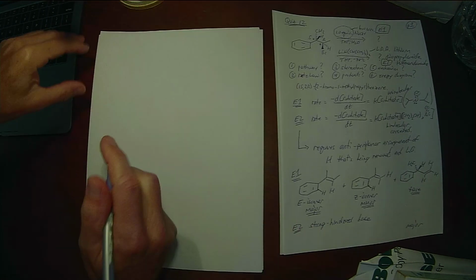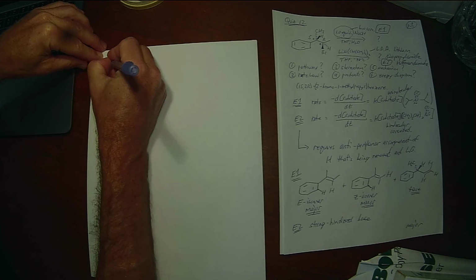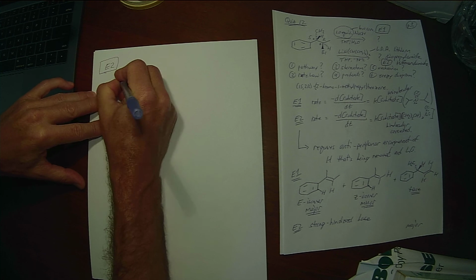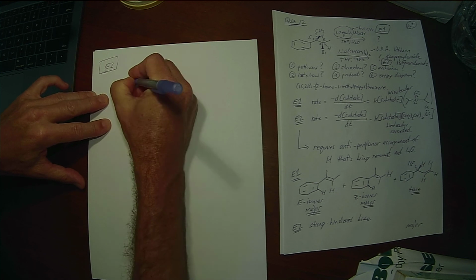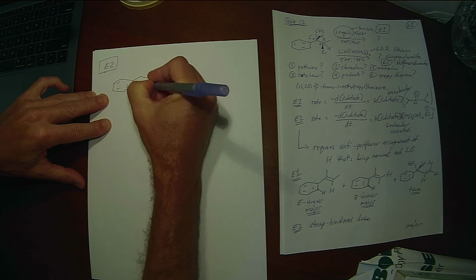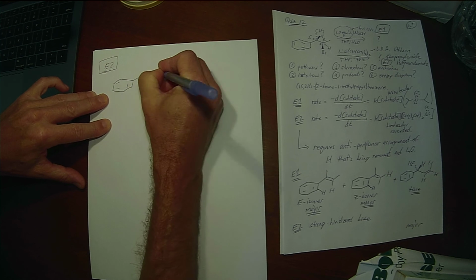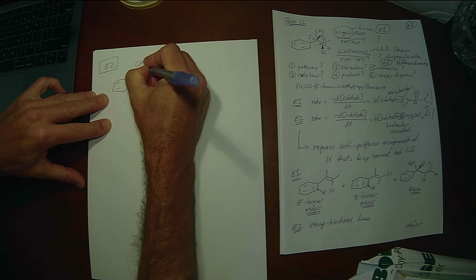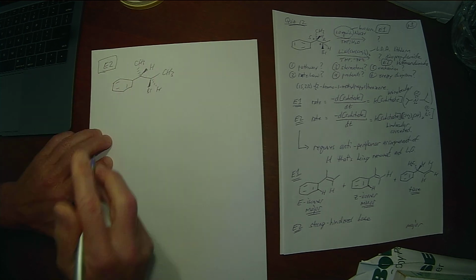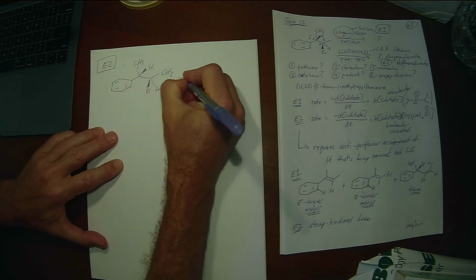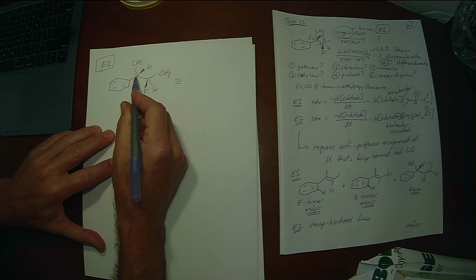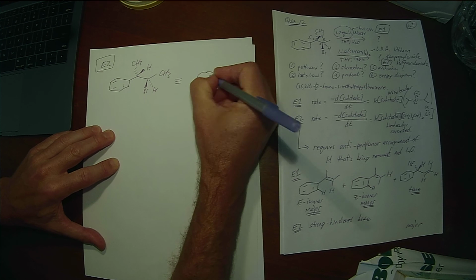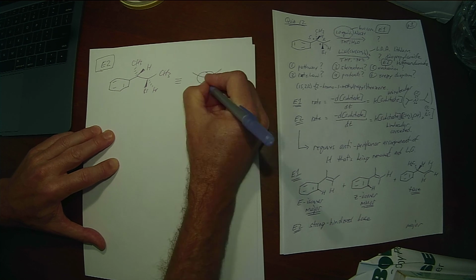So now let's talk about E2. The E2 pathway is a little bit more complicated because we have to have that anti-periplanar arrangement. And right now the bromine's not in the plane of the page, which means I need to rotate it until it is. And you might find that it's easiest to figure out your rotation if you redraw that as a Newman projection. Usually it's best to put the carbon that has the hydrogen on it in the front. So if I were to do that, the benzene ring is down here.